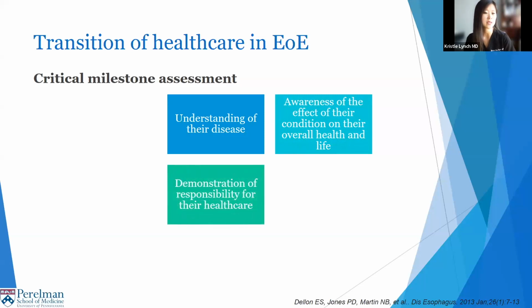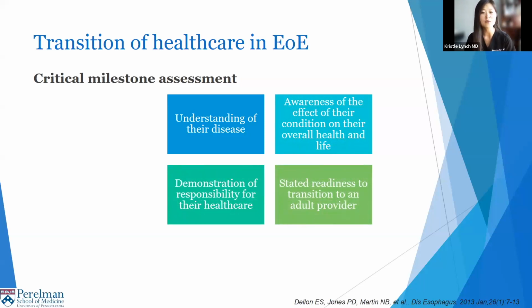Has the patient demonstrated responsibility and ownership for their health care? And have they actually stated readiness to transition to an adult provider? You know, as an adult provider, I can say that pediatricians are a lot nicer than we are and really wonderful. My pediatric colleagues are the best. And so it wouldn't surprise me that it might take some time for someone under pediatric care to state readiness to transition to an adult provider. And are they able to maintain their personal medical records?